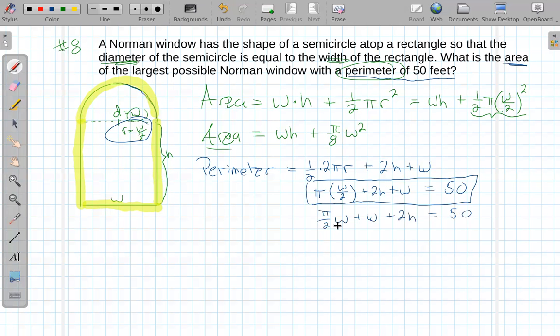And we could factor this W here, but I think I'm just going to subtract it to the other side. So I'm going to get 2H equals 50. Maybe W would be the better thing to solve for. I don't think it matters. We'll see. Minus pi over 2W minus W. All right, so we just subtracted this and this over to the other side, divide everything by 2.